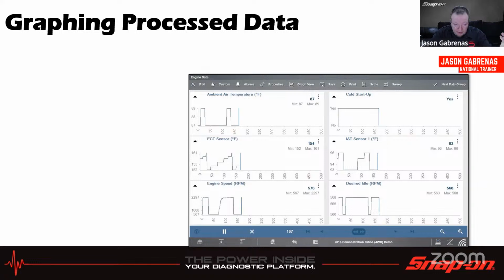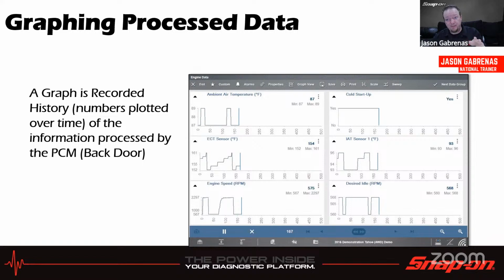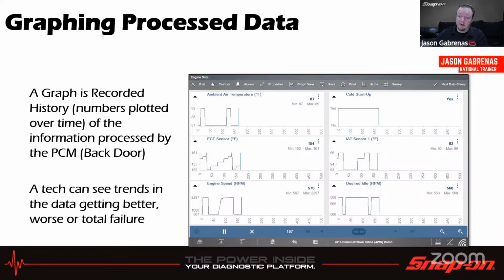After that, a few years later, came out a graphing scan tool. Now, pretty much any scan tool on the market out there, other than maybe some low-end code readers, can graph data. And what a graph is, is recorded history of those numbers on the previous screen plotted over time of that processed data. Right, so it's still coming out the back door of the OBD2 port, right? Now, it is useful for seeing trends. Am I seeing things getting better, things getting worse, or things just kaput? And there are some things that only get processed inside the computer, like misfire counts and AF sensor information, things like that. So it is useful for that, but once again, it is just one piece of the puzzle.